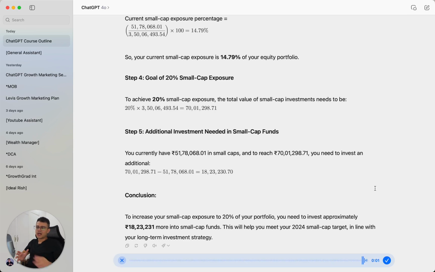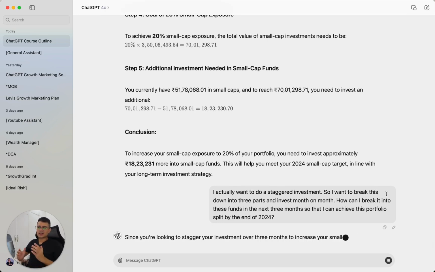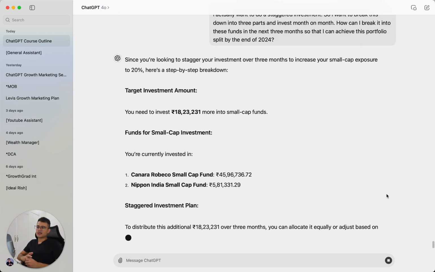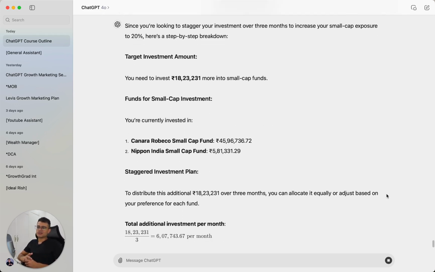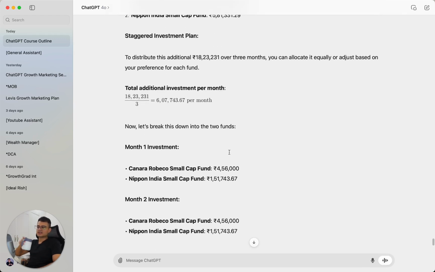And I actually want to do a staggered investment. So I want to break this down into 3 parts and invest month on month. How can I break it into these funds in the next 3 months so that I can achieve this portfolio split by the end of 2024? Now, again, these are simple things that you can also calculate yourself, use a Google Sheet. But since the whole thread is going on, it's just much easier to calculate it right there. So now it's done the calculation based on the next 3 months. So now it's September, we have October, we have November, we have December. It's calculated that I need to invest 6 lakhs a month.